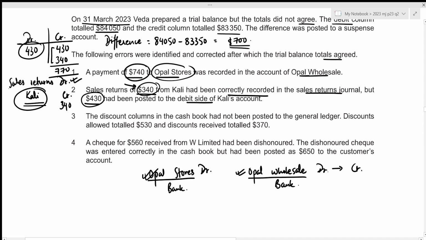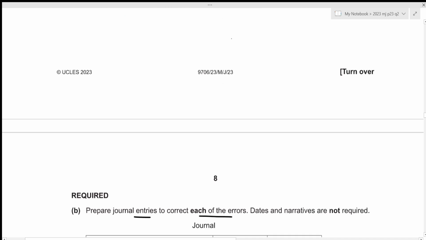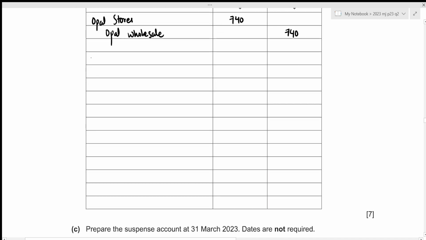And now, since sales returns was correctly entered on the debit side, the account that we need to put on the debit side would be our suspense account. Because this error in the entry for the amount of 430, as well as the error by putting that amount on the debit side instead of the credit side, has resulted in this difference of 700 in our trial balance. So we will be utilizing our suspense account in this case. So the correction is just going to be suspense on the debit side.